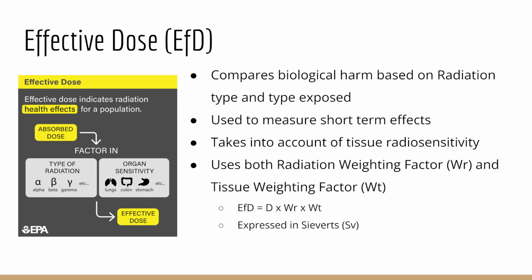The effective dose compares biological harm based on radiation type and tissue exposed. This is used to measure long-term effects, and it also takes into account tissue radiosensitivity. This uses both the radiation weighting factor and the tissue weighting factor. The equation is effective dose equals absorbed dose times radiation weighting factor times tissue weighting factor. This is also expressed in sieverts.